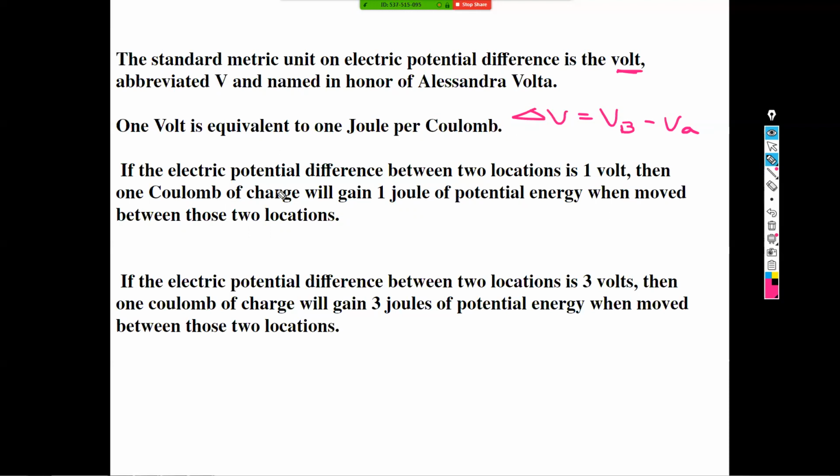So if the electric potential difference between two locations is 1 volt, then 1 coulomb of charge will gain 1 joule of potential energy when moved between those two locations. If the electric potential difference between the two is 3 volts, then 1 coulomb of charge will gain 3 joules of potential energy when moved between those two locations. Notice I use this example of 1 coulomb of charge. If you did two, then it would gain 6 joules because of the ratio. 3 volts, 3 joules for every coulomb of charge.